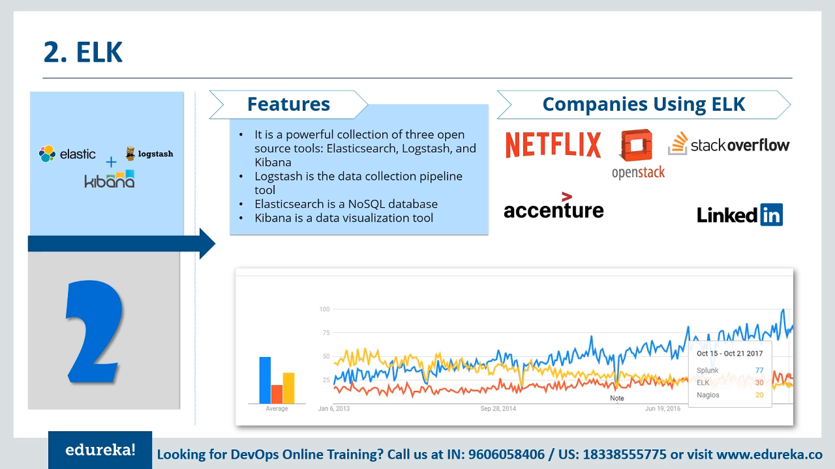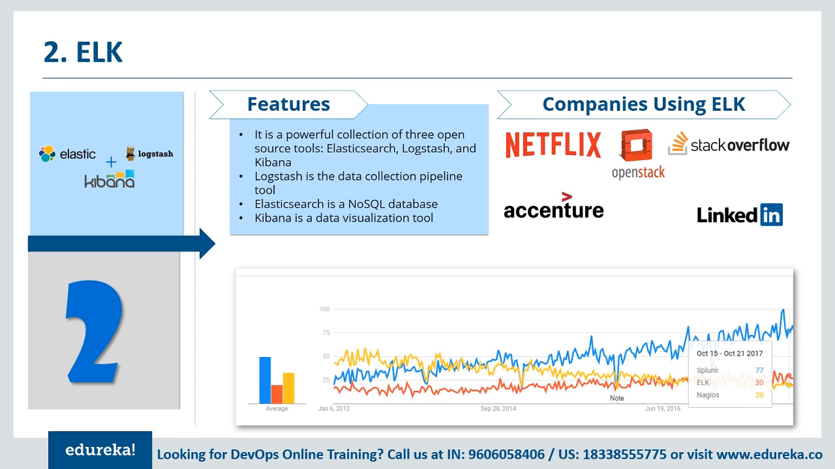And then we have ELK. ELK is simply Elasticsearch, Logstash, and Kibana. ELK is a powerful collection of three open source tools: Elasticsearch, Logstash, and Kibana.